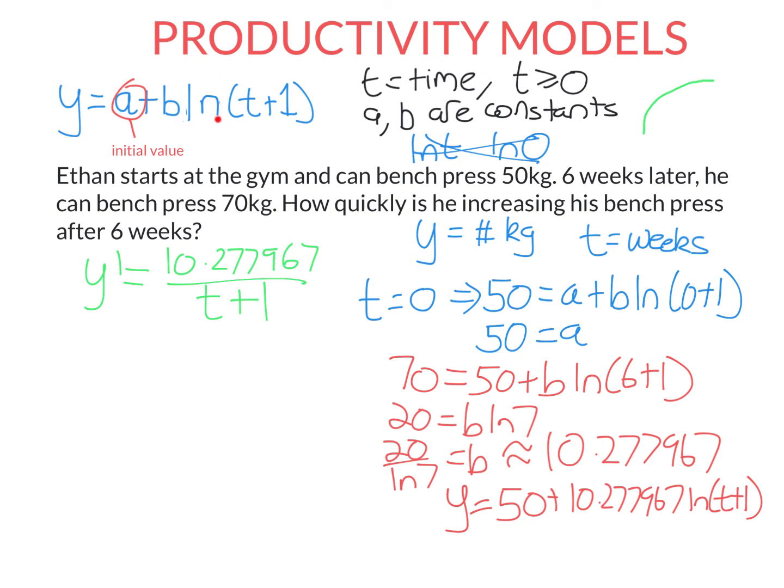We could have used log of any base. The base would give us a different value of b, but the reason we choose log base e is it's very easy to differentiate. So if I substitute into this expression here, t is equal to 6, I get this. And that gives me about 1.47. So what we're saying is after 6 weeks, he's increasing his bench press by about 1.47 kilograms per week. Because as we know with the productivity model, the productivity slows down.